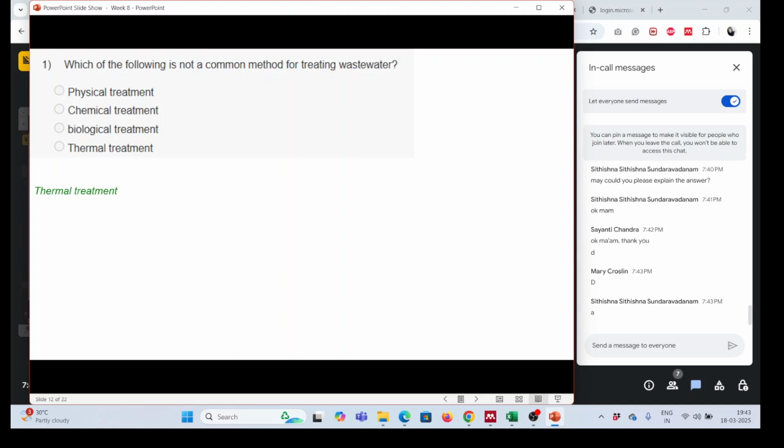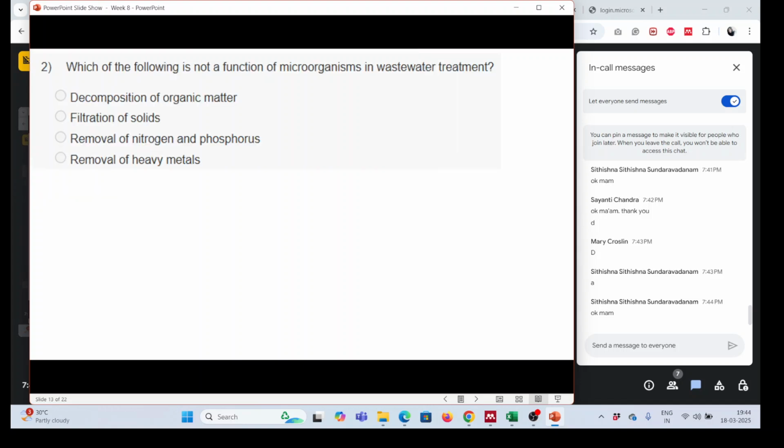You might have seen many incinerators, right? For the disposal of sanitary waste, sanitary napkins, as well as diapers, we use incinerators. In many countries also they use incinerators. That is nothing but thermal treatment. So for the reduction of solid waste, people use thermal treatment. This is common in solid waste management but not in wastewater. Next question is, which of the following is not a function of microorganisms in wastewater treatment?